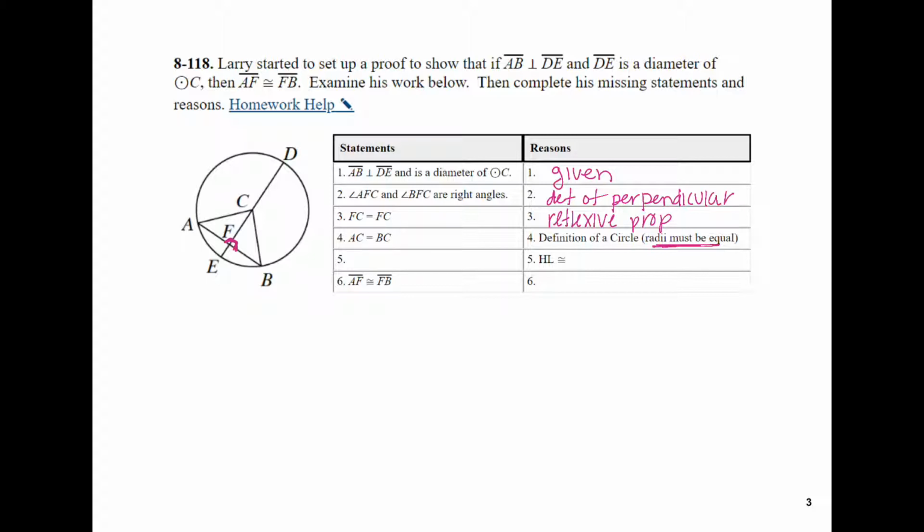So by the hypotenuse and a leg, which we previously stated was equal, we can say that triangle AFC is congruent to triangle BFC. Then we can conclude that line segment AF is congruent to line segment FB, because if we have congruent triangles, it implies we have congruent parts.